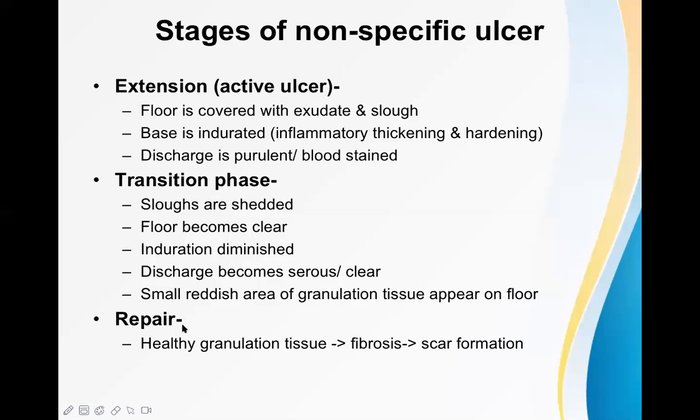And the final is the repair phase. In this condition, the healthy granulation tissue will cover all over the ulcer. Slowly, this granulation tissue will develop fibrosis and ultimately be replaced by the scar. Now, let me tell you, if a large part of the skin is lost, then we have to help the process by skin graft. Otherwise, a good scar will never form. So these are the three stages.